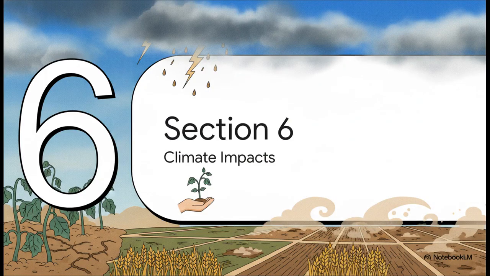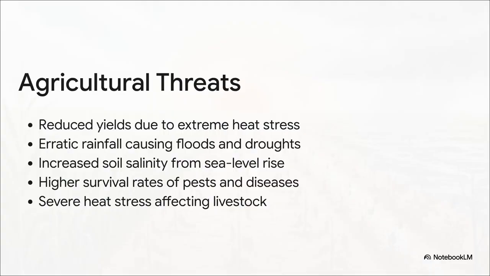Section 6. Climate change impacts on agriculture. As global temperatures tick upward, our farming ecosystems face a cascade of systemic threats. We're already observing reduced crop yields as extreme heat pushes plants well beyond their physiological limits. Predictable monsoons are being replaced by erratic rainfall, causing a vicious cycle of severe floods and devastating droughts. Coastal sea level rise is aggressively driving up soil salinity in vital agricultural zones. Plus, a warmer baseline allows agricultural pests and diseases to survive the winter with much higher survival and mobility rates. And let's not forget livestock. Severe heat stress dramatically curtails their overall health and productivity.